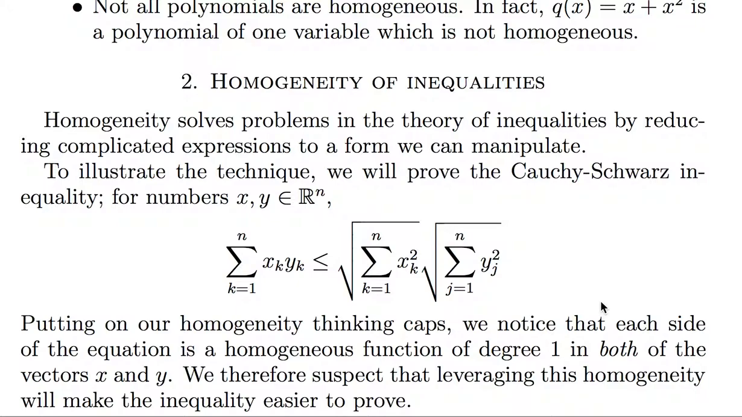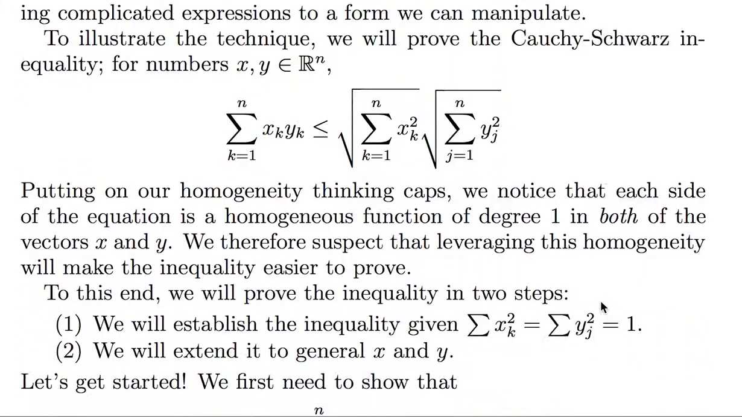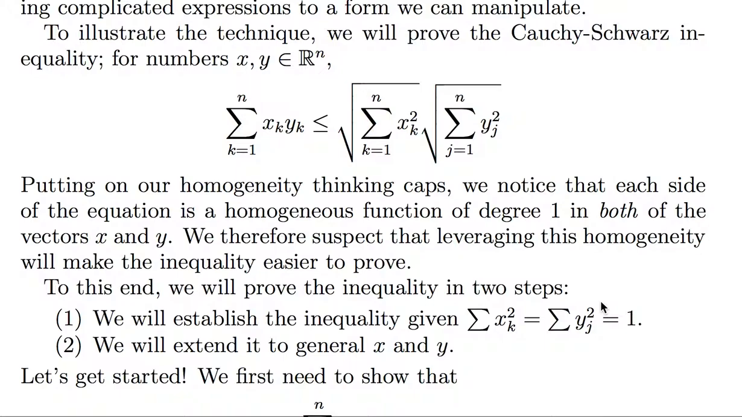Putting on our homogeneity thinking caps, we notice that each side of the inequality is a homogeneous function of degree 1 in both of the vectors x and y. We therefore suspect that leveraging this homogeneity will make the inequality easier to prove. To this end, we will prove the inequality in 2 steps. We will establish the inequality given that the sum of xk squared is equal to the sum of yj squared is equal to 1. Then we will extend it to general x and y.